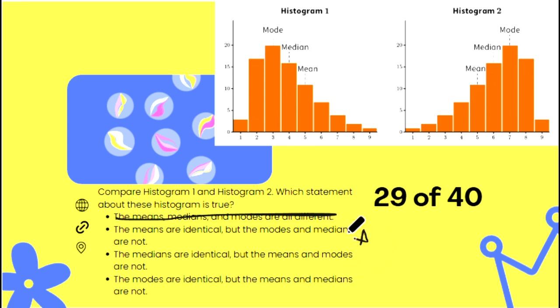This is a correct statement. The medians are identical at 4 and 6. Nope. The modes are identical at 3 and 7. Nope.